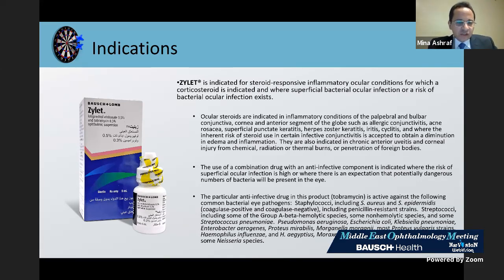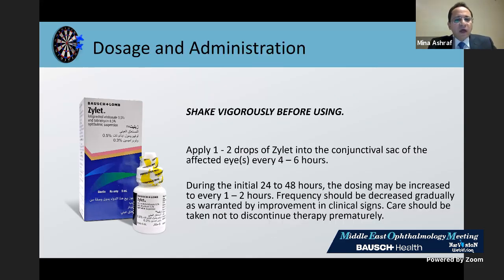As for the dosage and administration of Zylet, first of all, it's recommended to shake vigorously before using because Zylet is a suspension. With Zylet, we apply 1 to 2 drops into the conjunctival sac of the affected eye every 4 to 6 hours. However, during the initial 24 to 48 hours, the dosing may be increased to 1 to 2 drops every 1 to 2 hours. Frequency should be decreased gradually as warranted by improvement in clinical signs, and care should be taken not to discontinue the therapy prematurely.